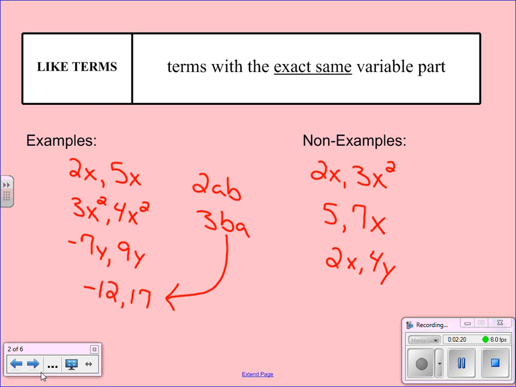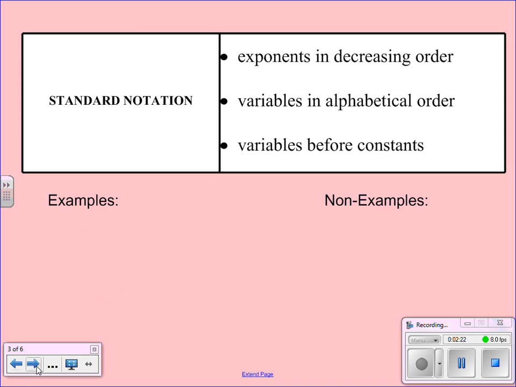Next, we're going to look at just standard notation. So you have all these terms. What is the best way to write them? Typically, we put our exponents in decreasing order. So that means you would start with a term that has a squared power, and then you'd go down to a term that has a variable to the first power, and then you would end with just plain numbers. So an example would be 11x squared minus 7x plus 2.